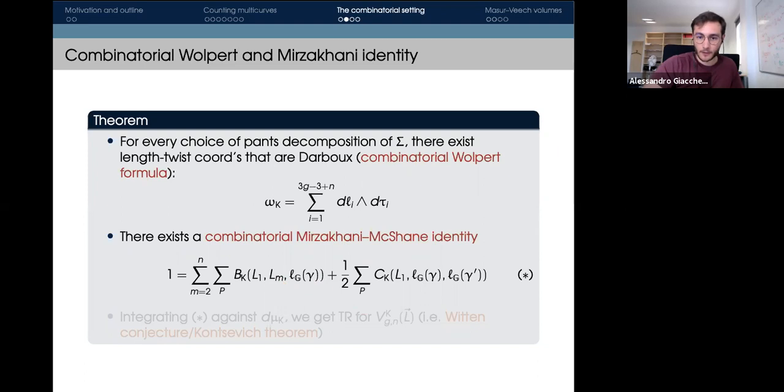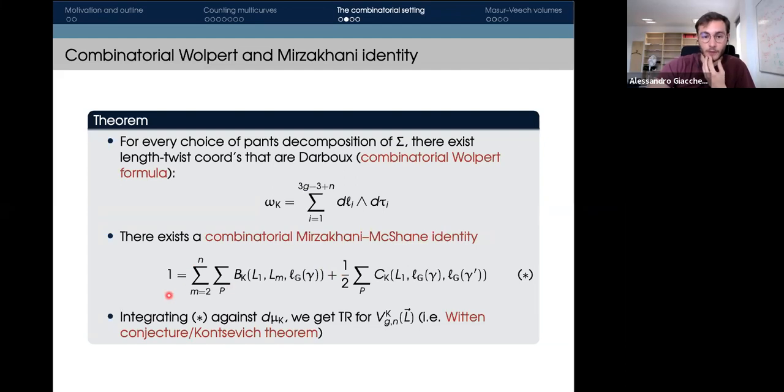And the lengths of curves here are measured with respect to a fixed embedded metric ribbon graph. So there's no hyperbolic geometry involved here. But the point is that if you take this combinatorial Mirzakhani identity and you use this combinatorial Wolpert formula, you can integrate the constant function 1 against the Kontsevich volume form, and you can get a topological recursion for these Kontsevich volumes. And in this way, we're able to get a geometric proof of the Witten conjecture or Kontsevich theorem.